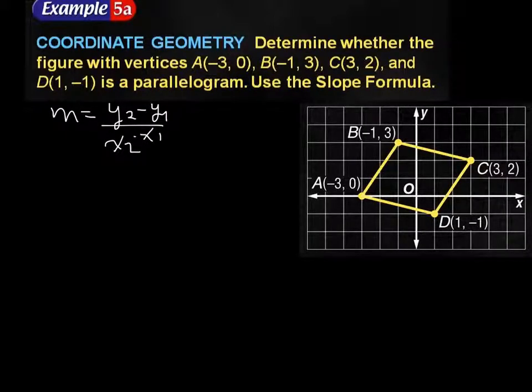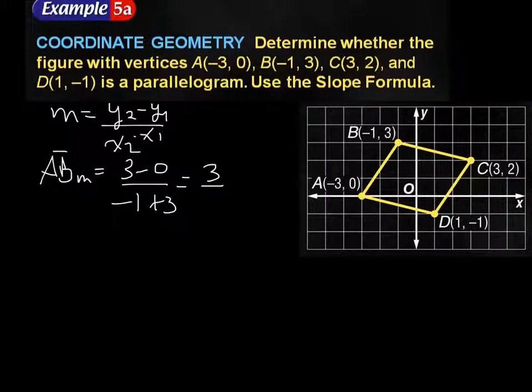So for segment AB, just going in alphabetical order for no apparent reason, the slope would be change in y, so we go 3 minus 0 over change in x, -1 minus -3, which becomes plus 3. So I have 3 over 2. And I'm going to check the one that should be parallel to it, because if I get one pair that doesn't work, I'm done for.